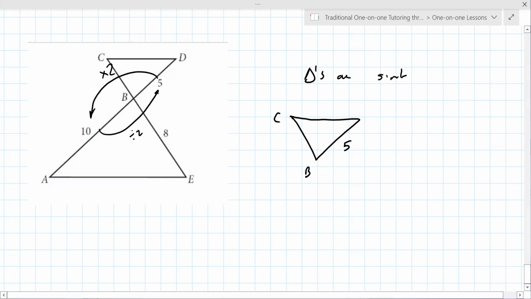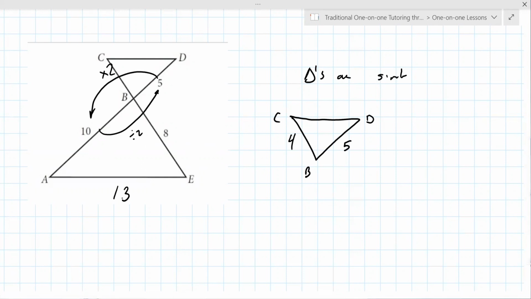BD is 5. That comes from this 10. CB has to come from the 8. Oh, 4. Okay, and let's say that this is 13. What would CD be? 13 over 2. Good.